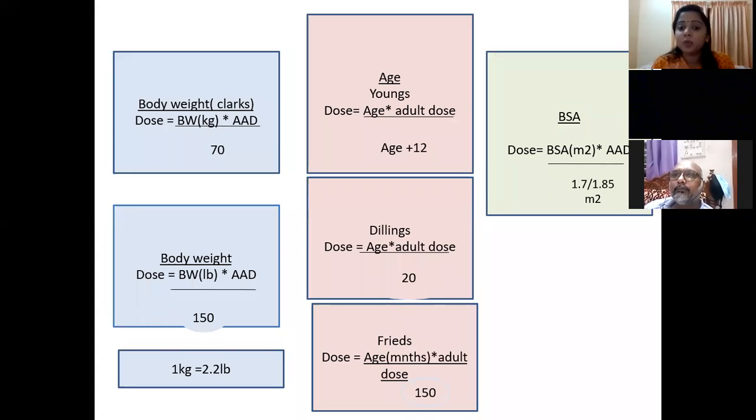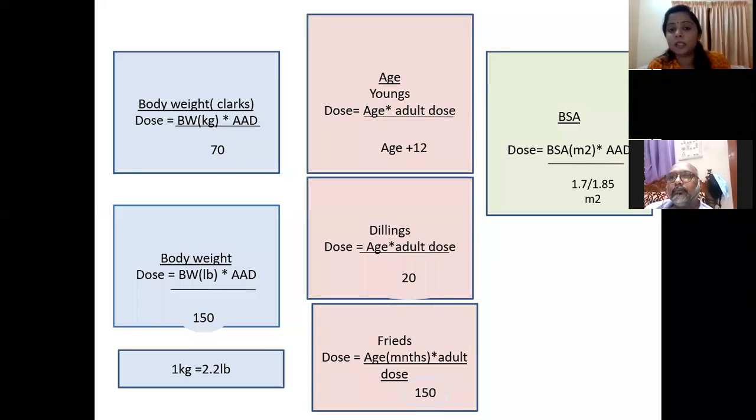And based on age, we have three formulas. Young's rule, in which the child dose is age of the child into adult dose divided by age plus 12. Age of the child into adult dose divided by age plus 12. Another formula is Dilling's formula, which is child dose equal to age of the child into adult dose divided by 20. Fried's formula: age of the child in months into adult dose divided by 150. In all the others it was age in years, but here in Fried's rule, it is age in months. Young's, Dilling's, and Fried's.